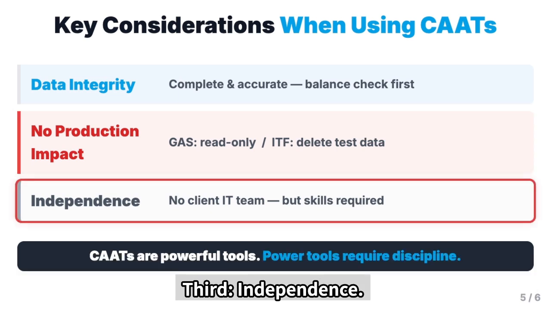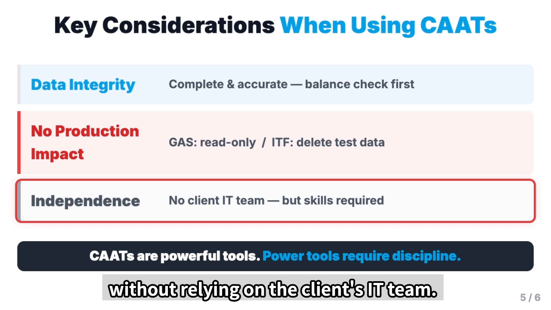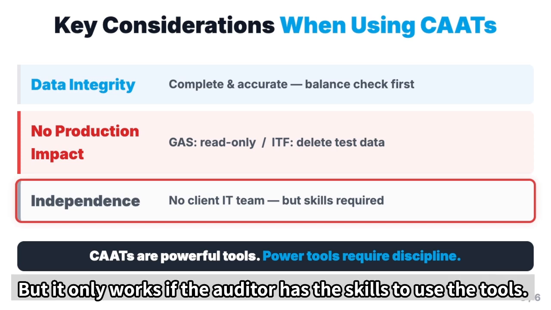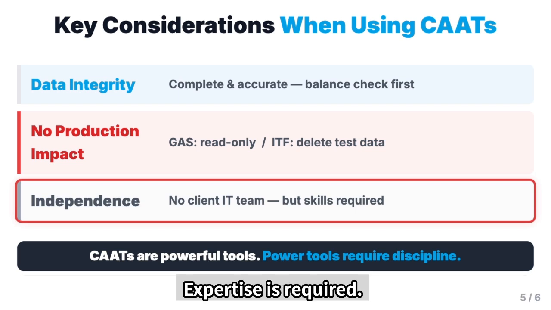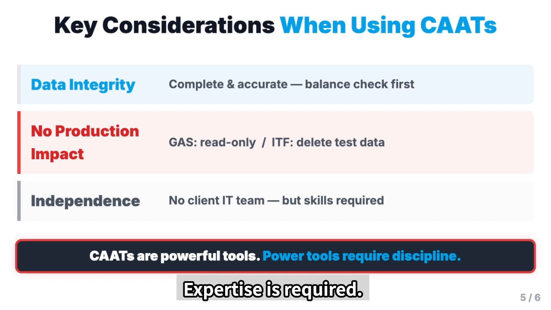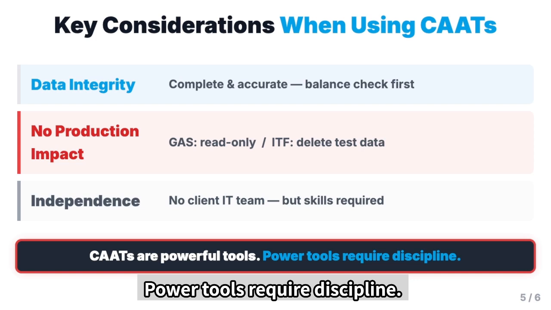Third, independence. CAATs let auditors work without relying on the client's IT team. But it only works if the auditor has the skills to use the tools. Expertise is required. CAATs are powerful tools. Power tools require discipline.